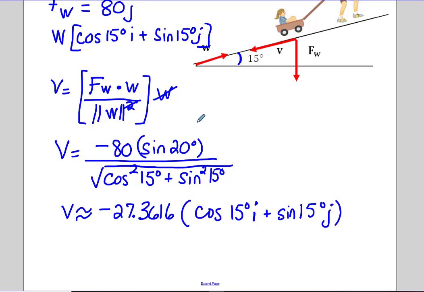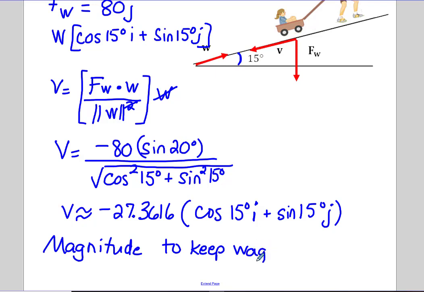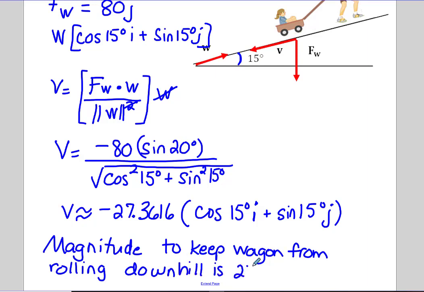So the magnitude of the force, let's say it in a sentence, the magnitude to keep Rachel in the wagon from rolling down the hill is 27.362 pounds. So right about 27 pounds. So a fairly easy physics problem.